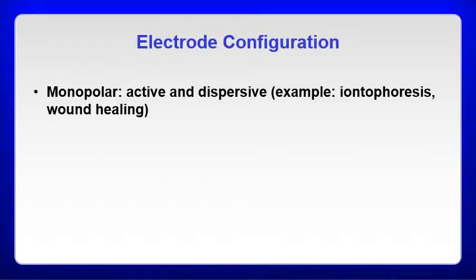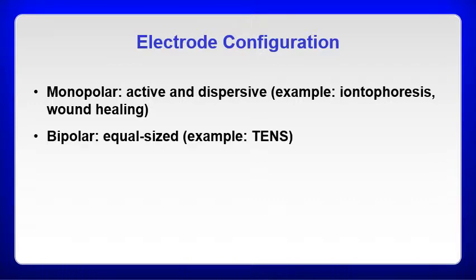So again, for monopolar, you'll have an active and a dispersive pad. So you'll have a smaller active pad and then a larger, what we call dispersive pad. So you have to make sure that you have the poles correct, because if you're doing monopolar, you're trying to use the positive or negative charge specifically to create an effect. So examples of that would be in iontophoresis, when you're trying to drive a medication through the skin, and in wound healing, if you're trying to use the body's natural electrical charge to create a healing effect.